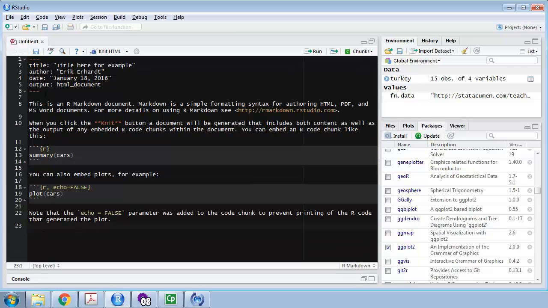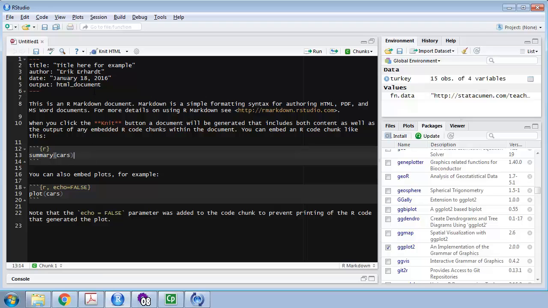There's 23 lines. The first several lines is called the YAML, which stands for Yet Another Markup Language, YAML. Okay, and not that that's important, but I'm defining what the title is, who the author is, the date, and what sort of output it is. We'll see other options to include up here in examples in class. And notice it has a few things going on. I've got text here, and then I have these triple backticks with R in curly braces, and then R code.